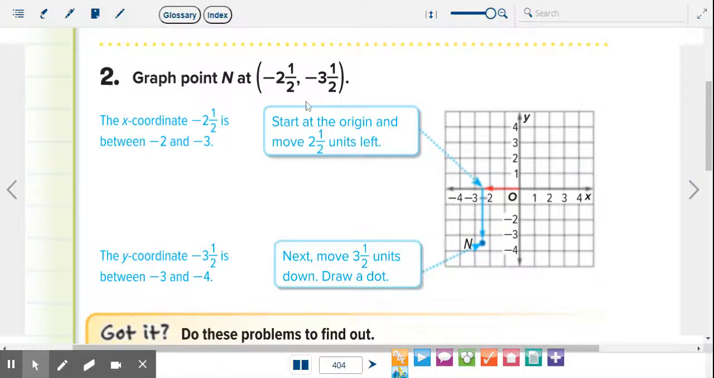Okay, so this one, same thing, but this time they give you fractions. There's nothing different here. Okay, so we got -2.5, -3.5. So we start at 0, go over to -2.5, go down to -3.5. Put a dot. Okay, so let's jump over a few pages. We're going to do a couple of these to practice.